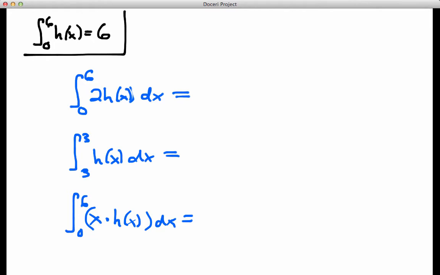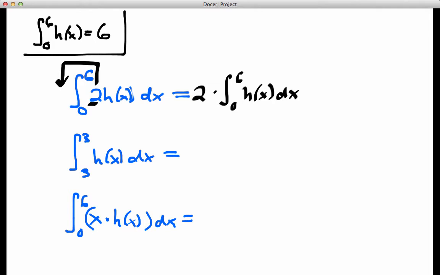So let's begin with the first integral here in the blue, the integral from 0 to 6 of 2 times h of x dx. Well, the property that pertains to the situation is the constant multiple rule, which says, just as with derivatives, if I have a constant multiple times a function, I can simply remove that constant multiple out in front of the integral, just like I can do it in front of a derivative. So this is going to be 2 times the integral from 0 to 6 of h of x dx.